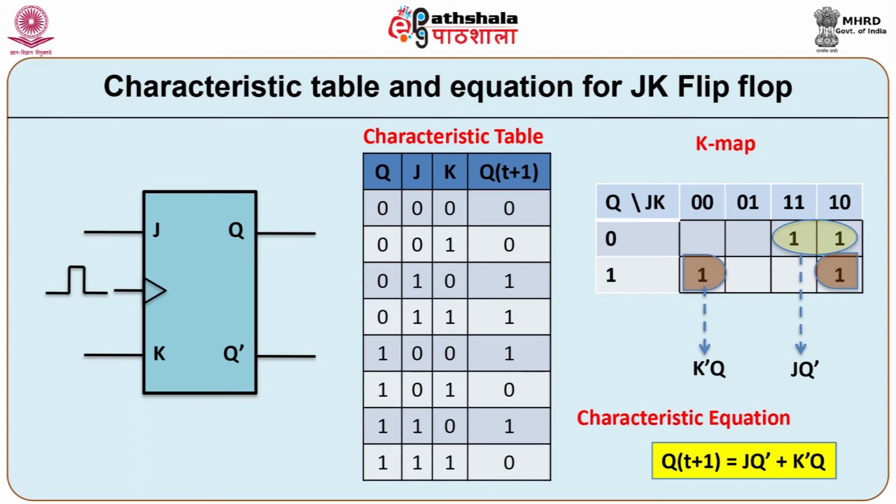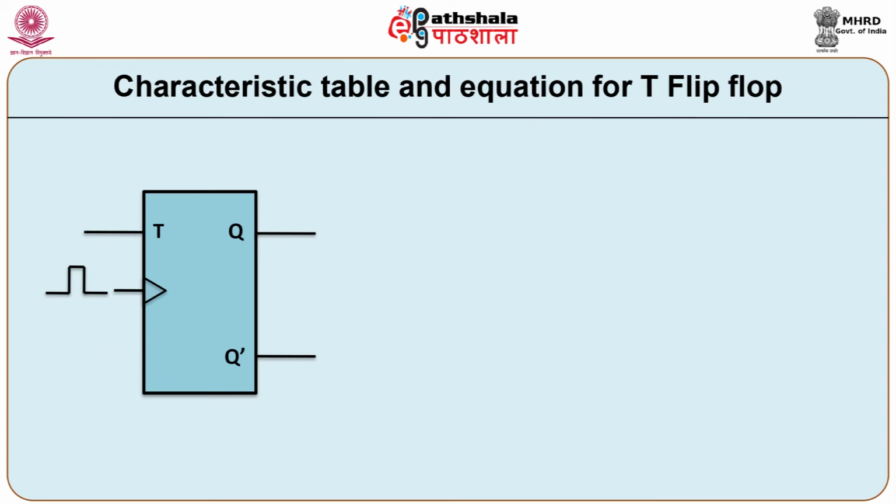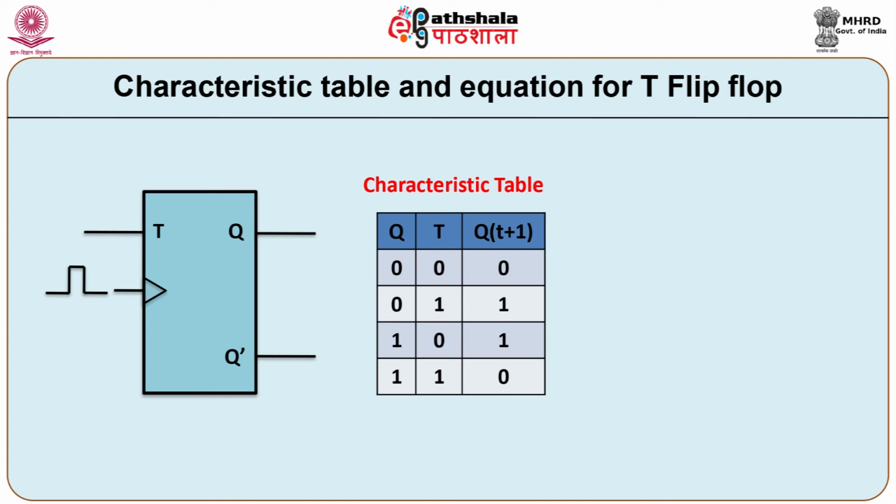Let us now prepare the characteristics table and equations for T flip flop. The characteristics table for T flip flop is prepared by writing present state and T inputs in the initial columns and the next state in the last column. In the characteristics table, the next state of T flip flop is the same as the present state if T is equal to 0, and the next state is the complement when T is equal to 1.